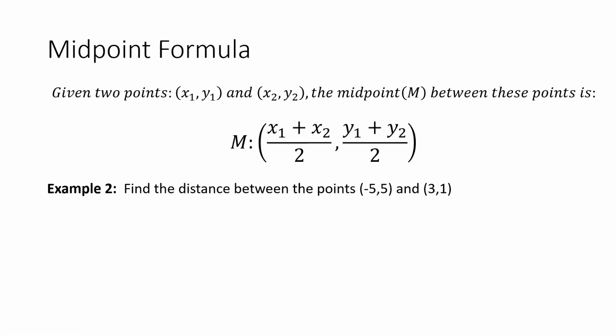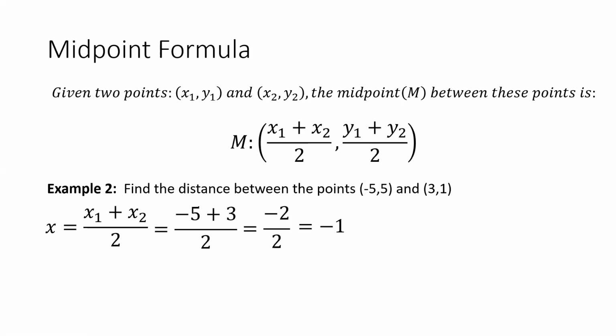Okay, so it says find the distance. It should say find the midpoint between the 2 points. It's a typo. So we're going to find the midpoint between these 2 points. As I said, we have x. We're going to add the 2 x values together, -5 plus 3. That gets us -2. I will divide by 2.